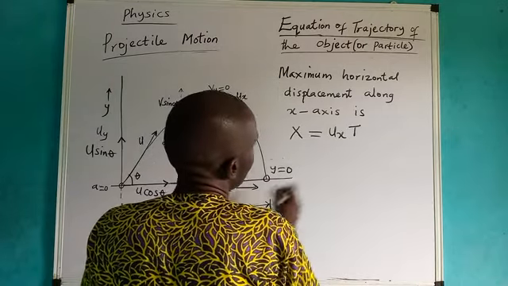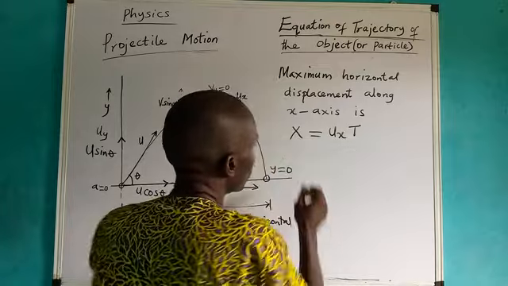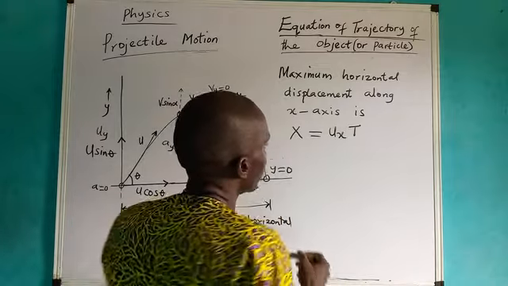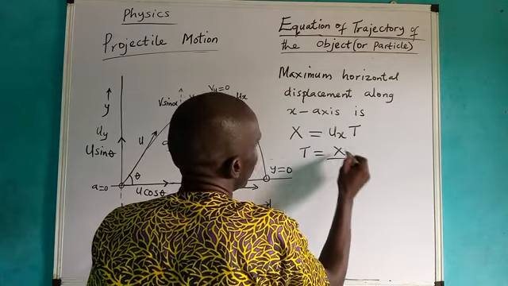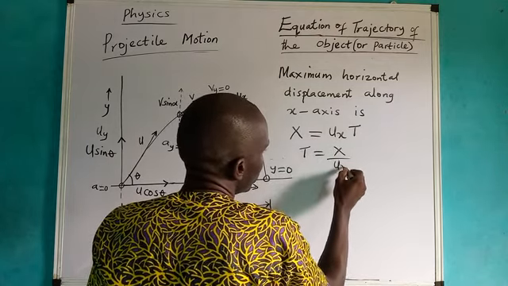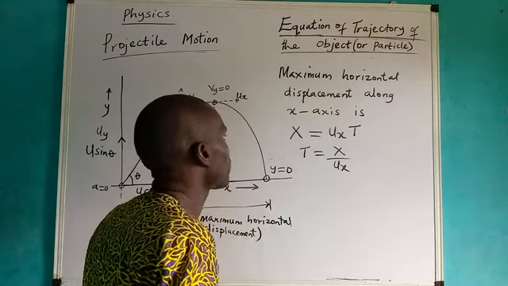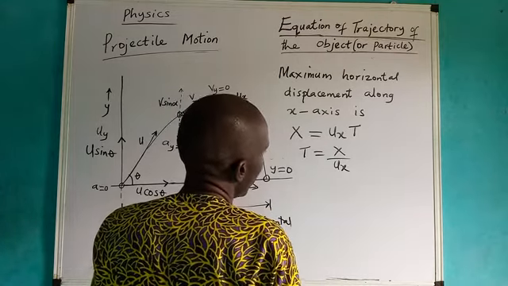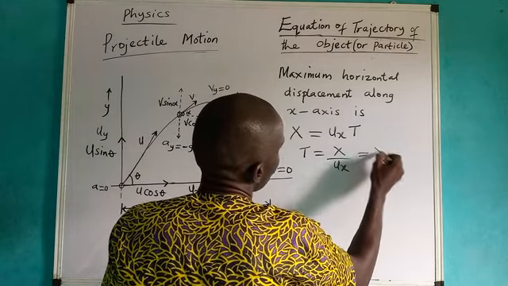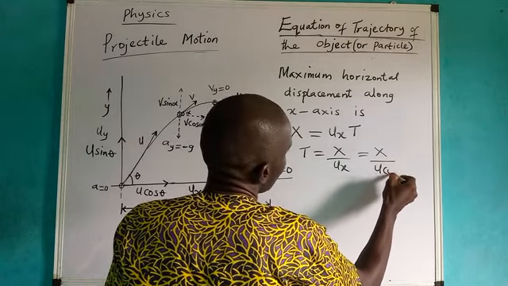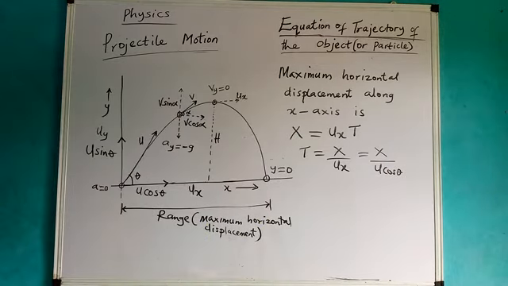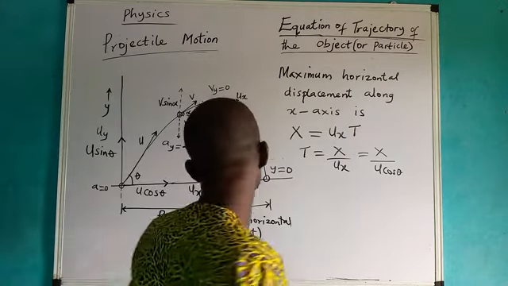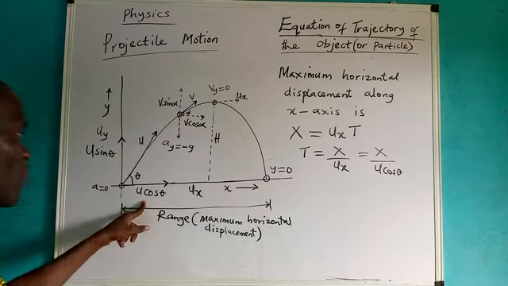We can make T the subject of the formula. I can divide both sides by US. Therefore, I will have T equals S all over US. Please don't forget, US is simply U cos theta. We have done that before. That is the value for US.